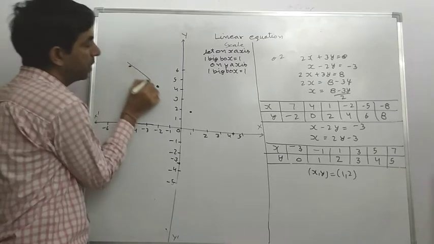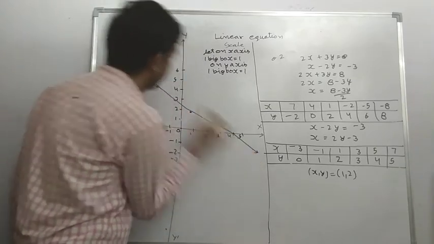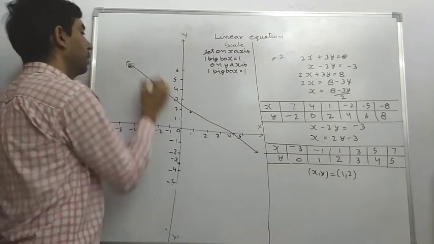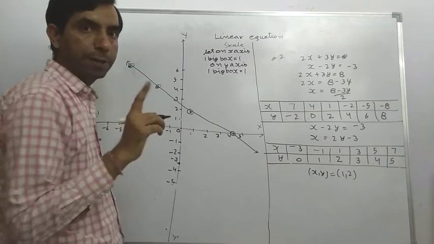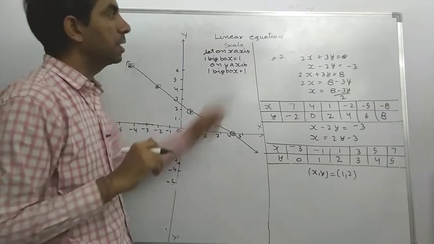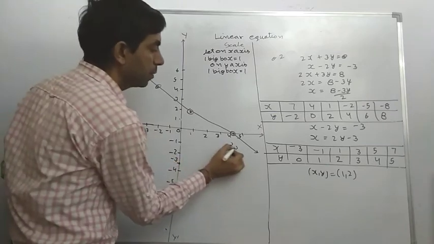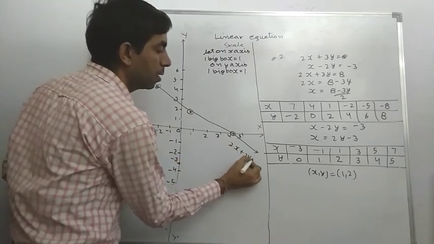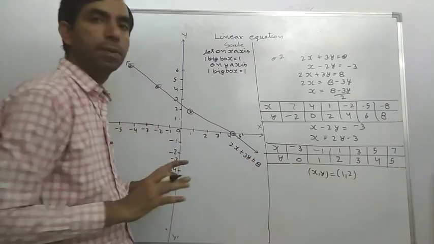Now join all the points with a scale. Now we have 4 points and this line is 2x plus 3y equal to 8. Write the equation: 2x plus 3y equal to 8.